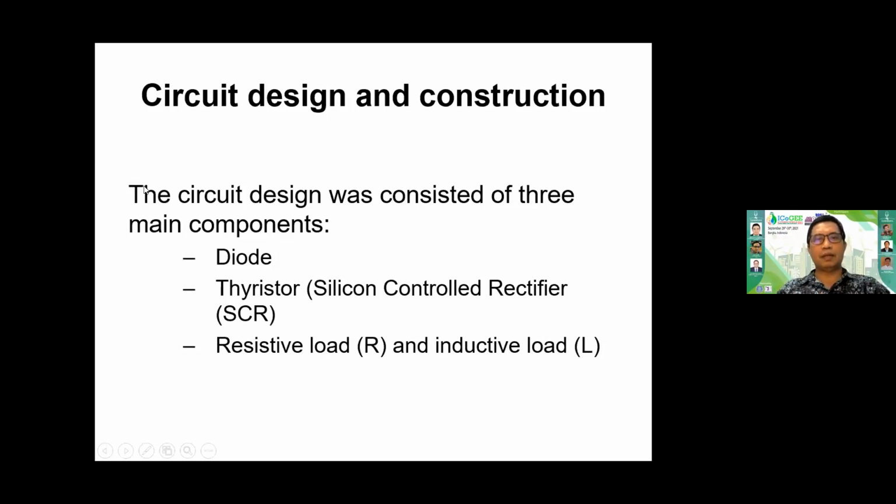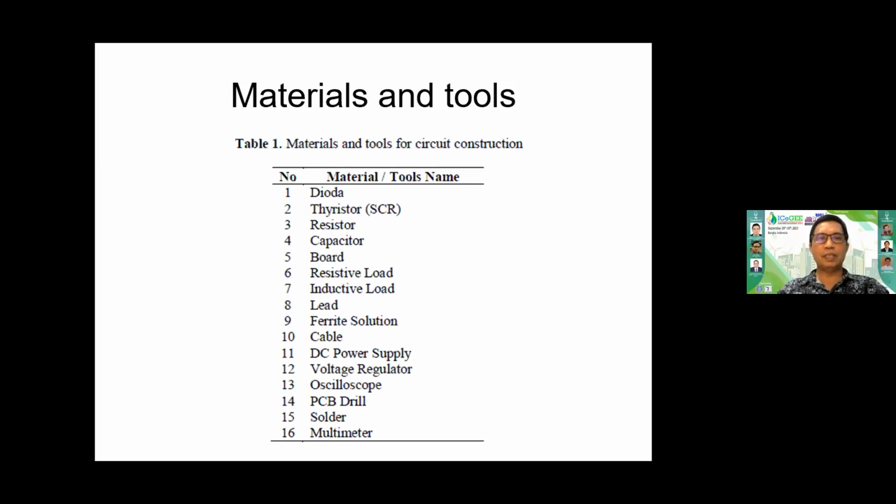Circuit design and construction. The circuit design consisted of main components: diode, thyristor, resistive load, and inductive load. These are the materials and tools as shown in table 1: diode, thyristor, resistor, capacitor, board, resistive load, inductive load, lead, varied solution, cable, DC power supply, voltage regulator, oscilloscope, PCB drill, solder, multimeter.